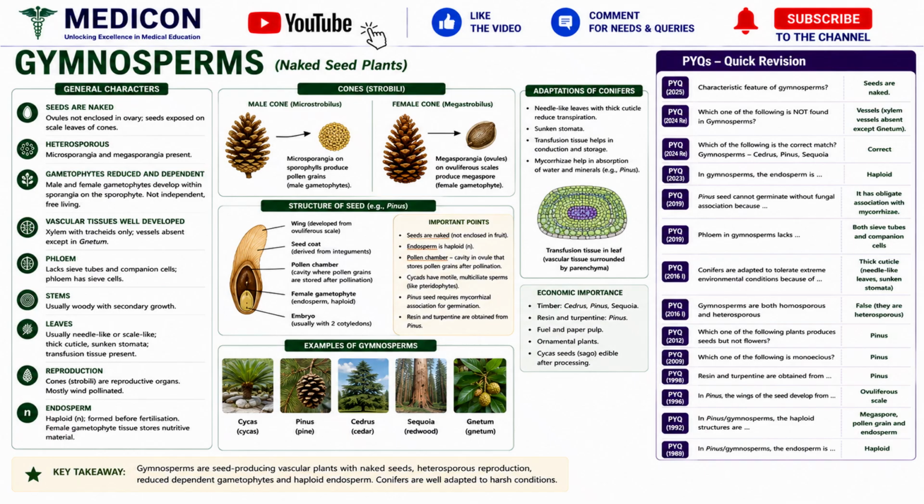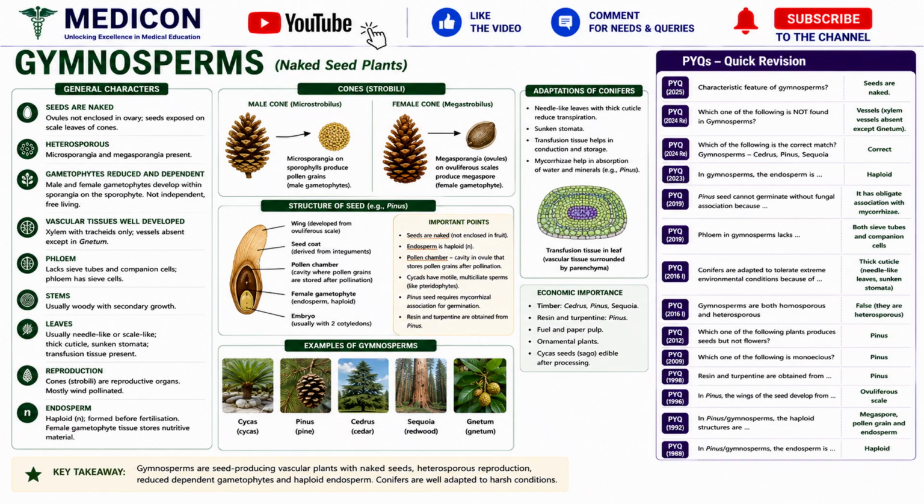Moving on, let's see the adaptations of the conifers. The adaptations are needle-like leaves with thick cuticle to reduce transpiration. It has sunken stomata. The transfusion tissue helps in conduction and storage. Mycorrhiza help in absorption of water and minerals. Example, Pinus. The transfusion tissue in the leaf is seen here. There is a vascular tissue surrounded by parenchyma.